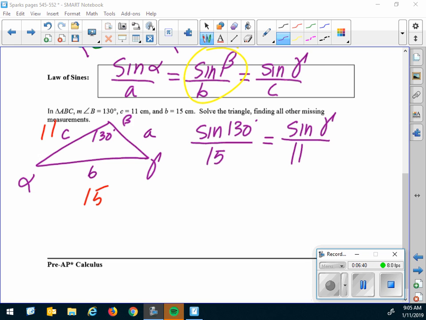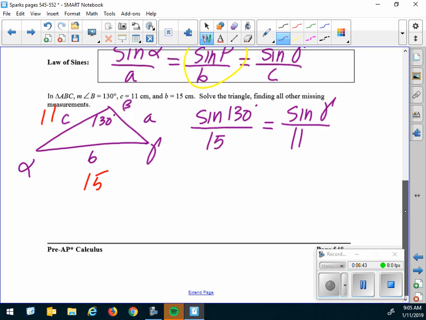How do you solve this equation? Cross multiply. So I've got 11 sine 130 degrees. Please put degree symbols where they are needed, but you do not have to enter them in your calculator. Equals 15 sine gamma.